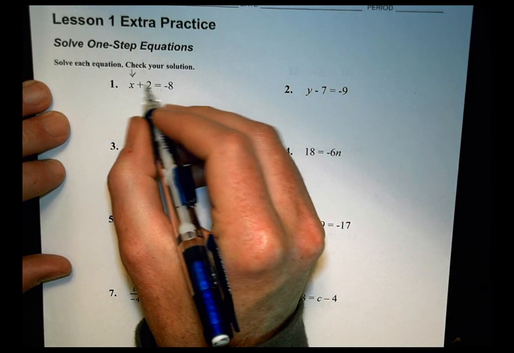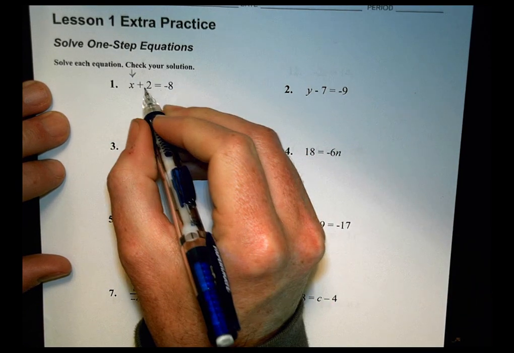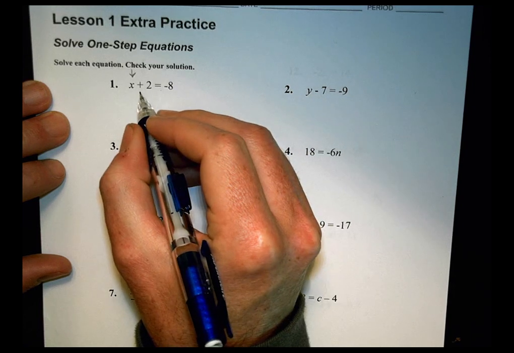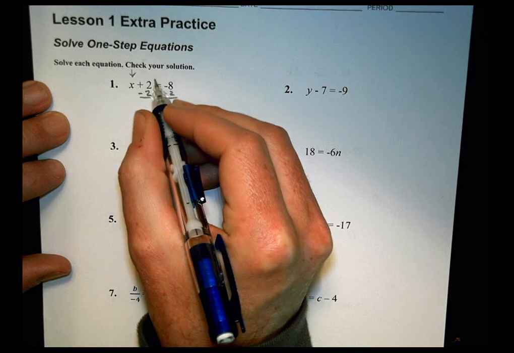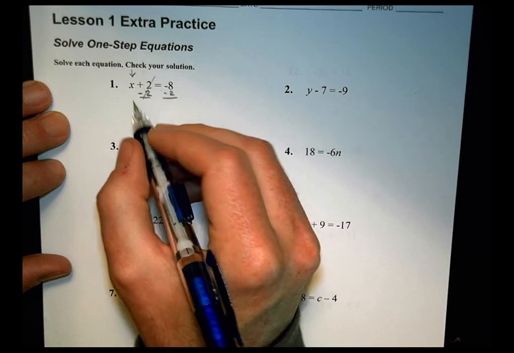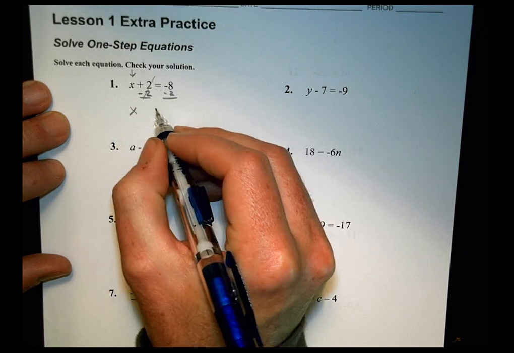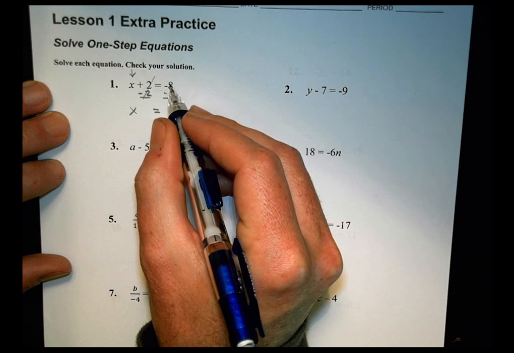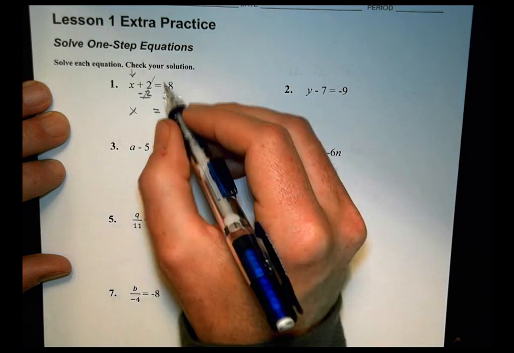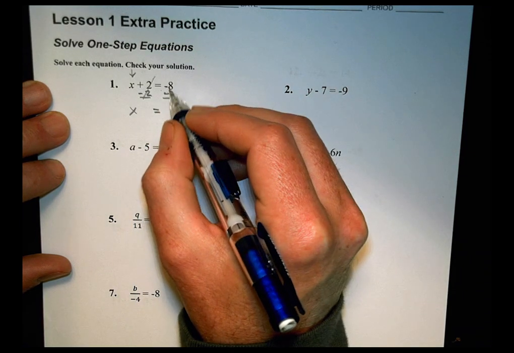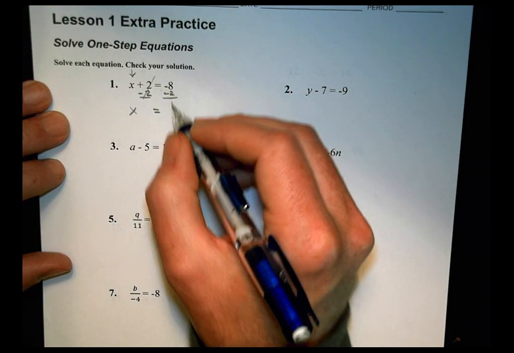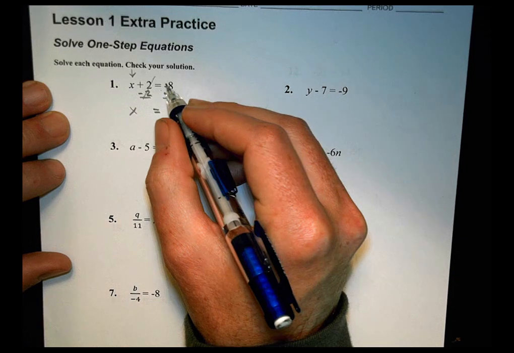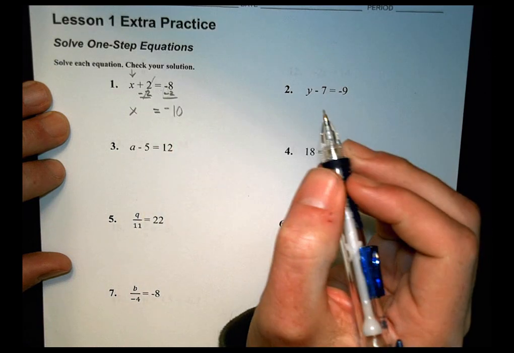That's my goal. So first thing I want to do is I'm going to put the 2 over here. So it says plus 2. Now I'm going to subtract 2 from both sides. Subtracting 2 from both sides makes this go away. I still have the x, and that's going to be equal to, and signs are the same here. When the signs are the same, I find the sum and I keep the sign the same. So 8 plus 2 is 10, and I keep the sign the same for negative 10.